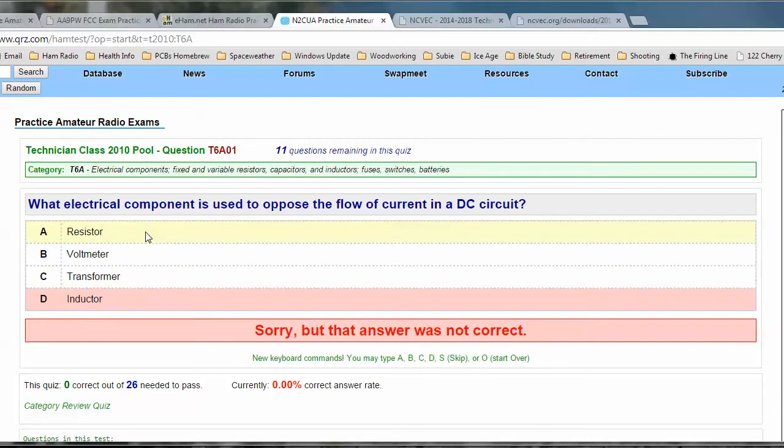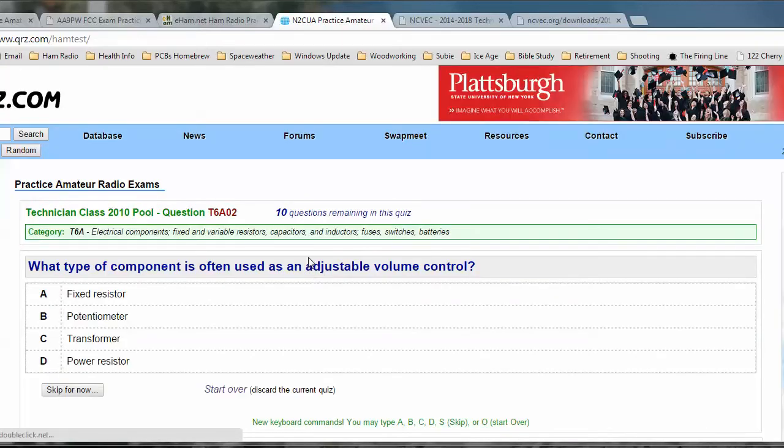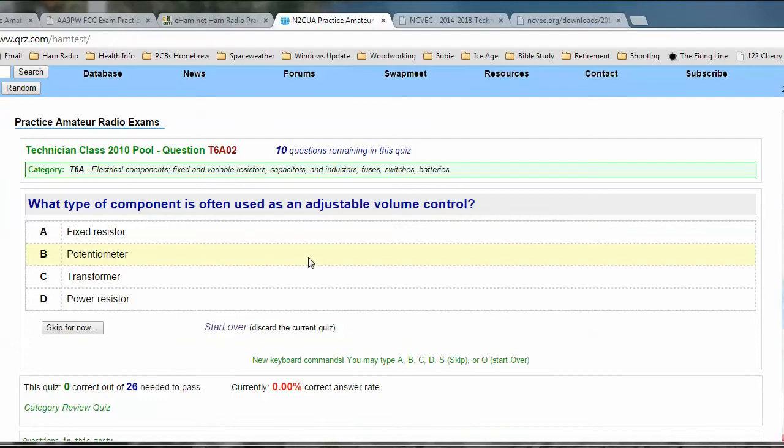I wonder if it lets me pick again. Yes, it does. That's a good thing to know. I didn't know that. Okay, so it was resistor. I don't really care for the wording of that. To me, it was somewhat of a trick question. But anyway, you do know the right answer, even though it says oppose.